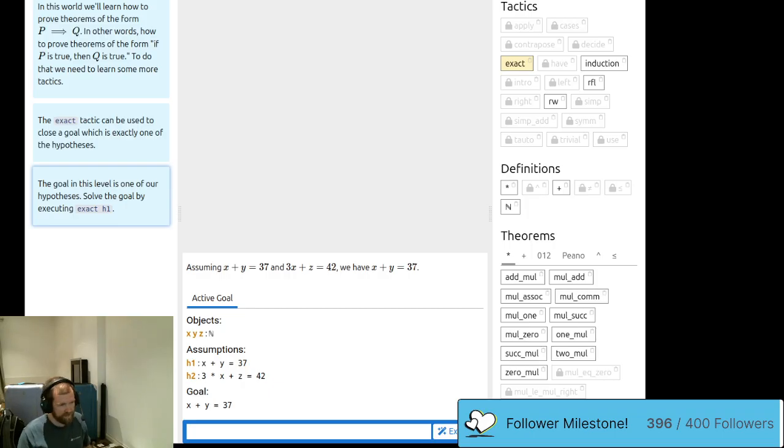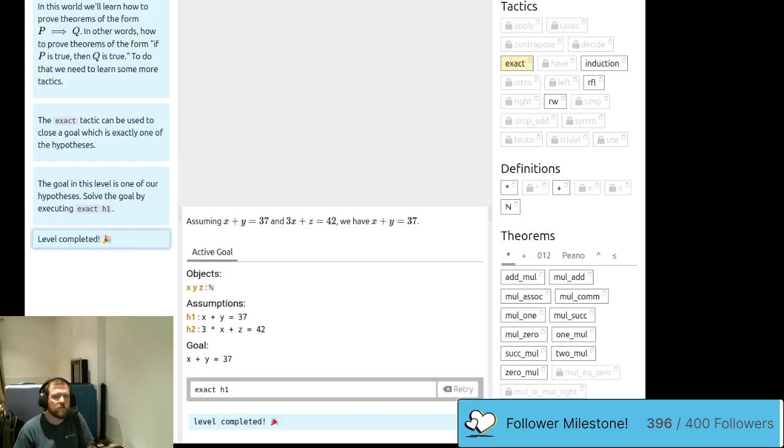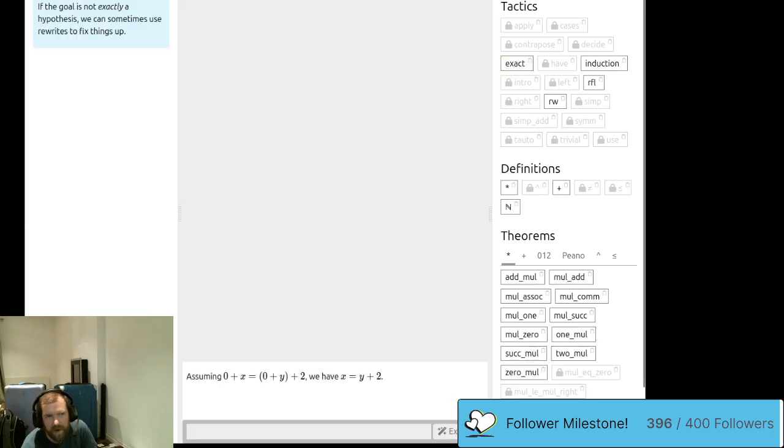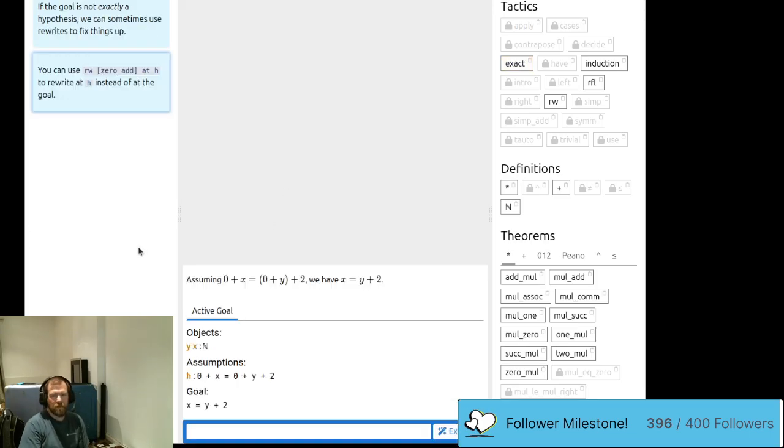So we have the statement that we want in the first place. So we just say, well, this is exact. This is exactly the same as the thing we're trying to prove, and we're trying to prove H1. Congratulations. It's terribly difficult. If the goal is not a hypothesis, sometimes we can rewrite to fix things up.